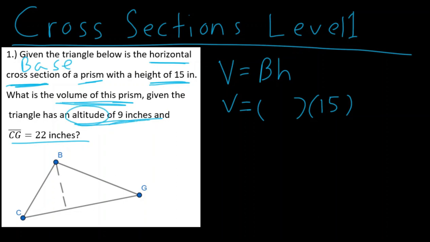Well, remember the definition of an altitude is something that goes from the vertex and forms a right angle on the other side. So this dotted line is indicating that this triangle has an altitude or a height of 9 inches. It also says that GC is 22. So make sure that you're always labeling the things that you need to label. Now from here, remember this capital B stands for the area of the base. And we said that for a horizontal cross section, well, this is actually the base. If we can find the area of this triangle, we have the area of the base.